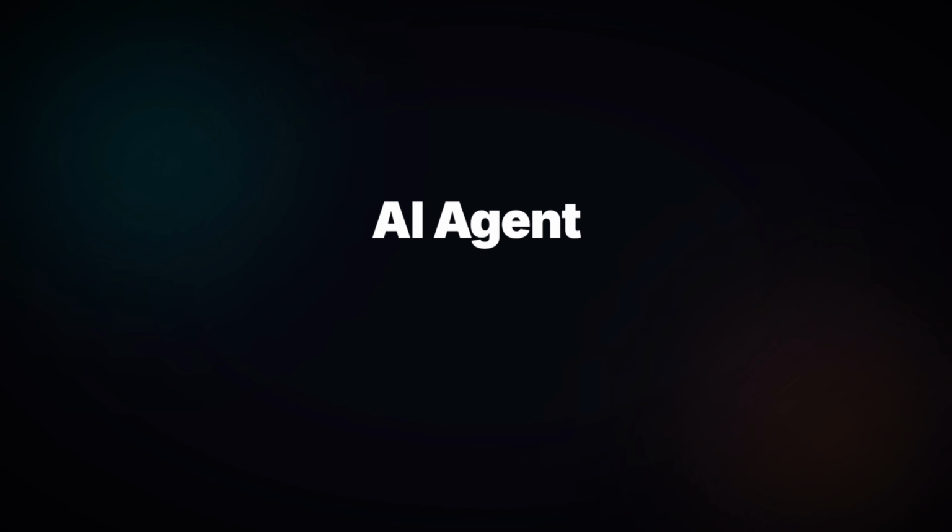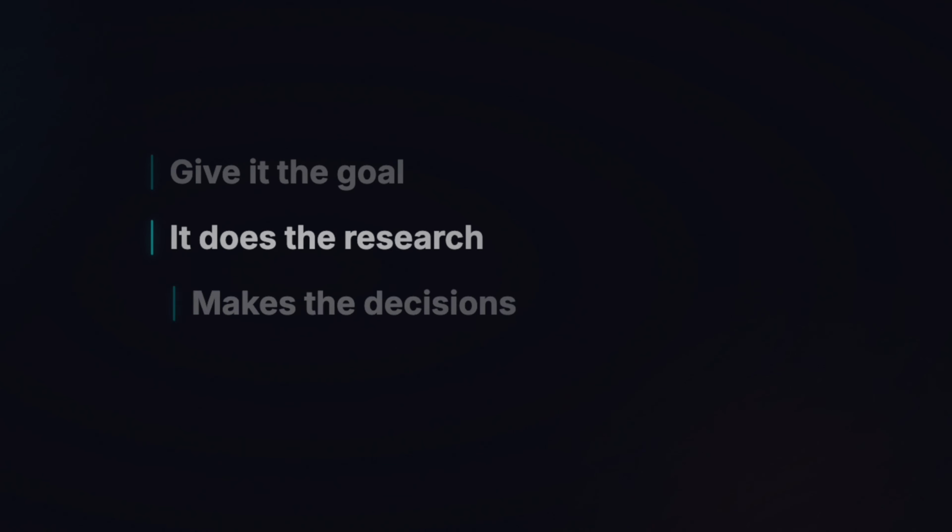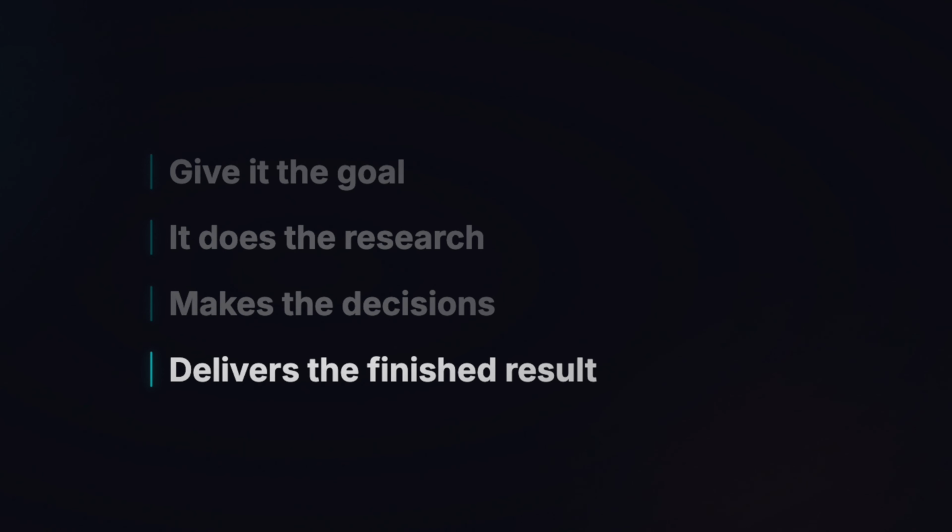And at the end, I'm gonna show you how to take what we built here and push it even further on your own. So what is an AI agent? It's actually very simple. You give it a job and it figures out how to do it on its own. You don't tell it every step. You give it a goal and it goes and does research, it makes decisions, and it gives you the finished result. The way we do that with Claude is through something called skills.